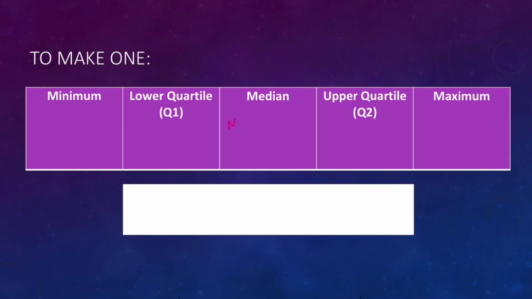So the median, I'm going to do this in white. So the median is the middle number. The minimum is the least number. And the maximum is the most number. Those are the easiest ones to find, I guess, especially the minimum and the maximum. We also have these two things called the lower quartile and the upper quartile. And this is actually wrong. This should say Q3. My bad.